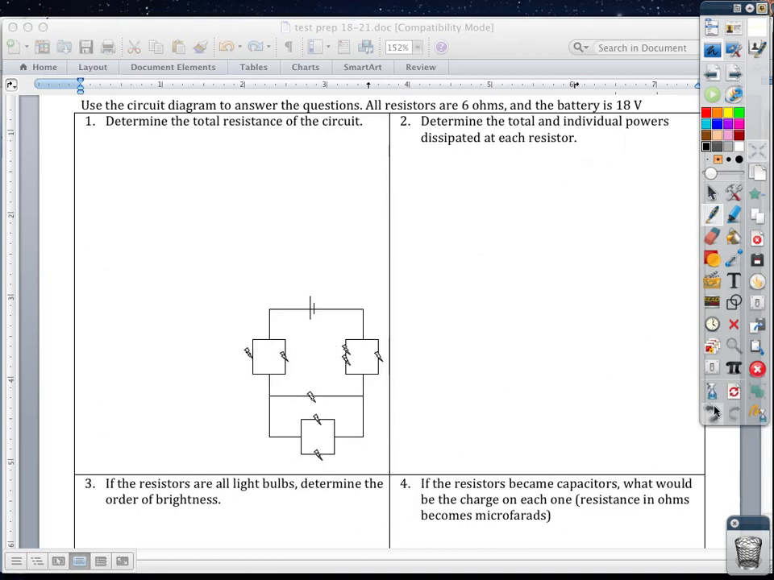Determine the total individual powers dissipated at each resistor. Okay. So we have to kind of look at current. Did I give you voltage? Oh, okay. This is 18 volts, so this is 2 amps. Are we okay with this?